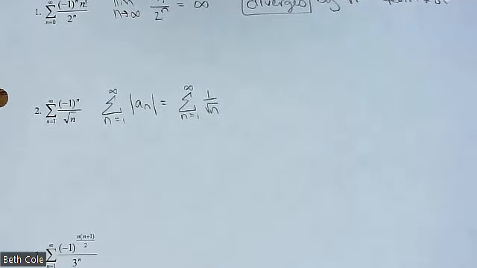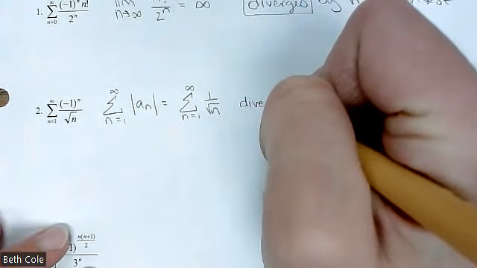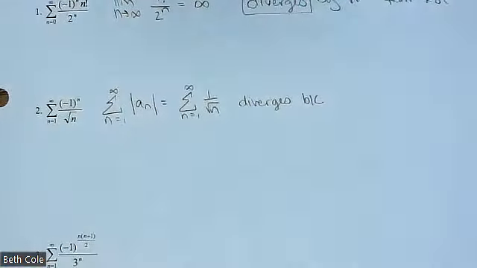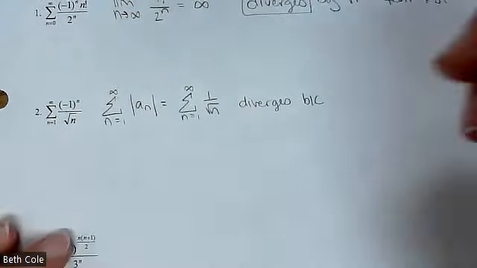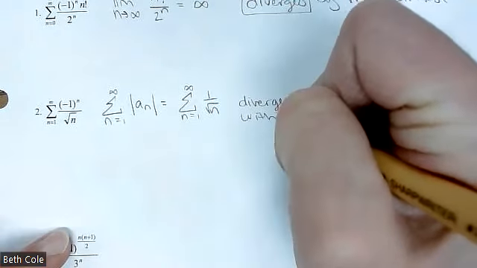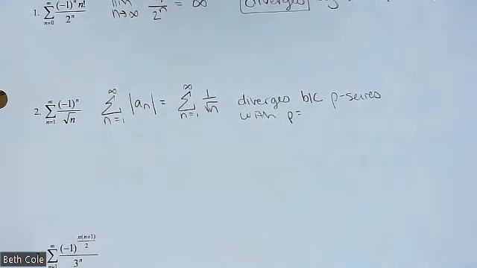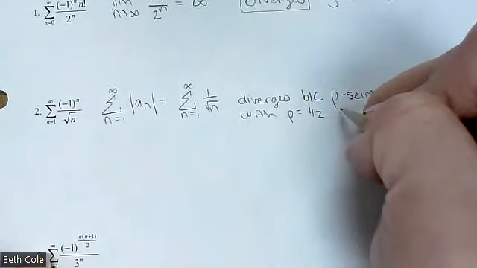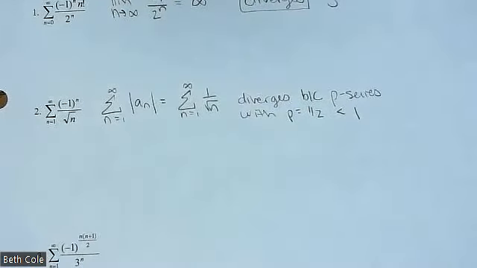So what do you think about that one? That is correct. Diverges because, and what's the reason why? P series with P equal to 1/2, which is smaller than 1. Okay, so let's stop there and assess what we did so far.